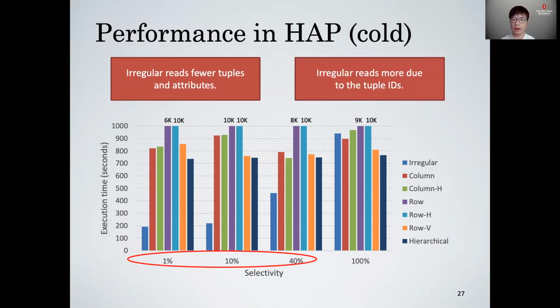However, when the selectivity is high, say 100%, the irregular partitioning has almost the same performance or is even slower than these baselines. This is because the irregular partitioning and these baselines read the same amount of table cells when the selectivity is 100%, but the irregular partitioning reads more data due to the tuple IDs. Irregular partitioning physically stores the tuple IDs on the disk in each irregular partition, but these baselines do not store the tuple IDs. So the irregular partitioning may read more data when the selectivity is high.